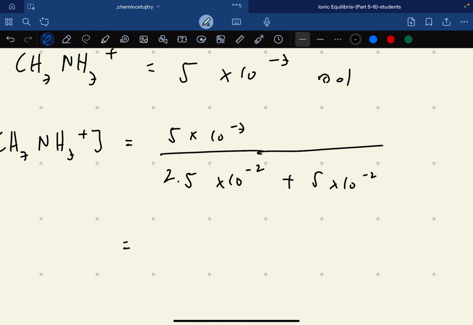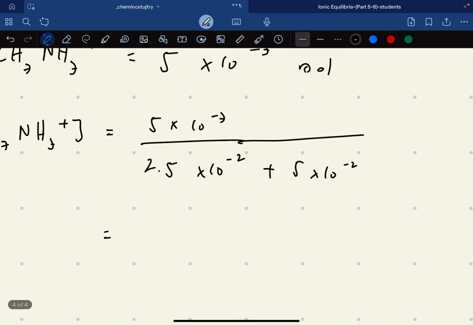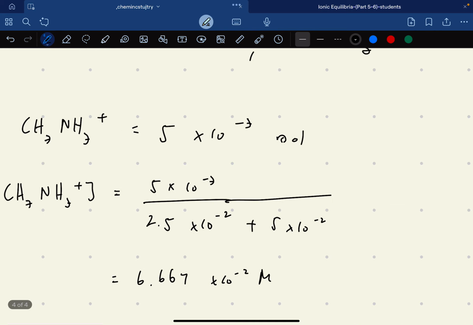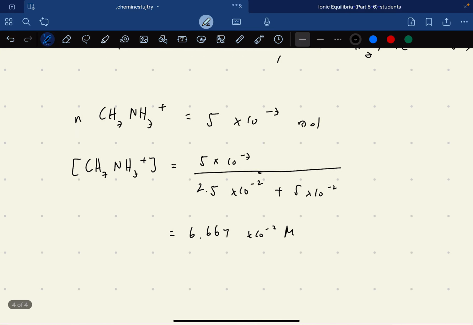So we solve this. Let me use the calculator here. A bit tired already. Okay, so we get 6.667 times 10 to the power negative 2 molarity. Okay, so now we have the molarity.